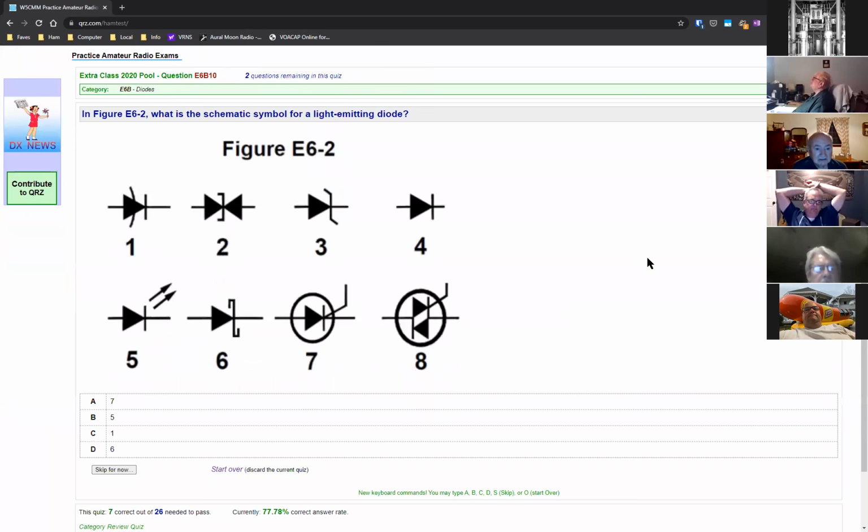What is a schematic symbol for a light emitting diode? B, number 5, B. Yeah, that kind of gives it away. If you get that one wrong, you better get up and walk out.